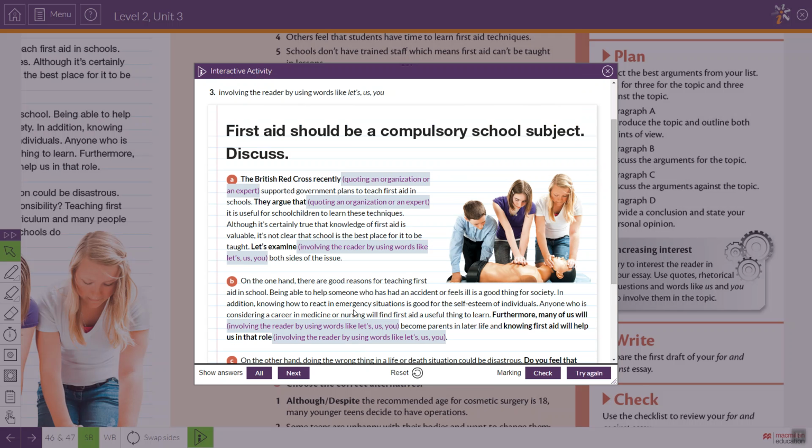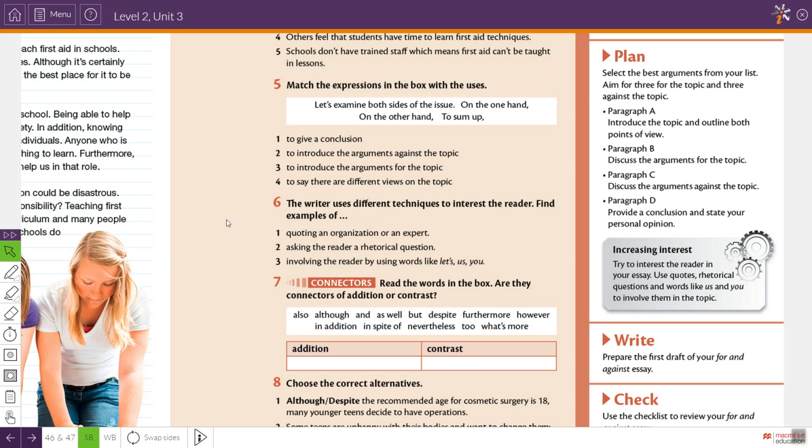So all these three techniques, okay, help you support and basically interest the reader. Okay, if it's an organization that is saying that or an expert, okay, people may say, oh, this is interesting because an expert or an organization said that. Okay, if you ask a direct question, you're making your reader think. And if you say you or let's, you are involving the reader in what you're saying, and you will make them think again. Right.